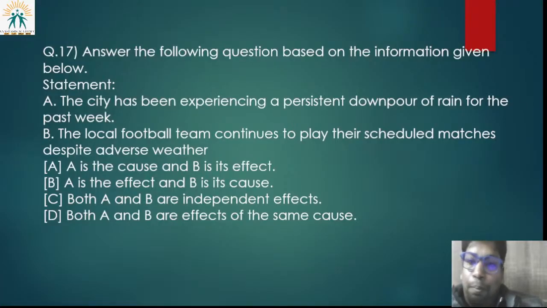I mean, a problem is happening, it's raining hugely, and they're still playing. It's definitely not the effect of the rain, correct? So A and B are out in one go. Now you will look at C: both A and B are independent effects. This is good. Both A and B are effects of the same cause. Now there is no common cause between the rain and continue to play. So C looks as the best option.